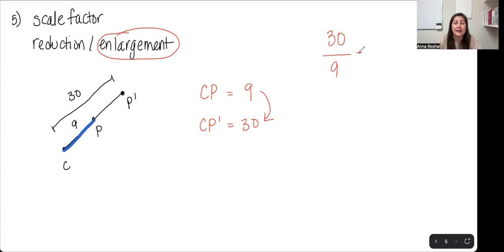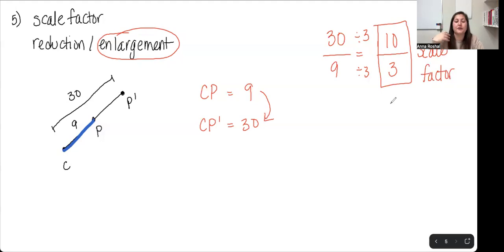Now I know again here that 30 over 9 is capable of being simplified by 3. And I wonder if the person who made this worksheet up just really enjoys simplifying by 3s, or maybe 3 is the person's favorite number. But it is what it is. So 30 divided by 3 is 10, and 9 divided by 3 is 3. And so this would be my scale factor because it is fully simplified.